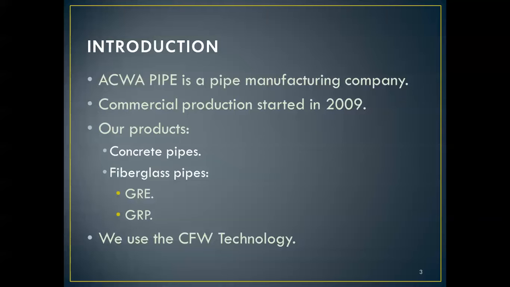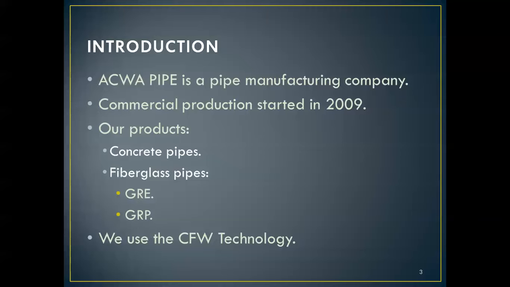Aquapipe is a pipe manufacturing company. We started the commercial production in 2009. Aquapipe is a sister company of Aquapower International. Aquapower International is the biggest provider for water energy in Saudi Arabia. Our products are mainly, as I said, pipes. We have concrete pipes in our plant in Rabal.